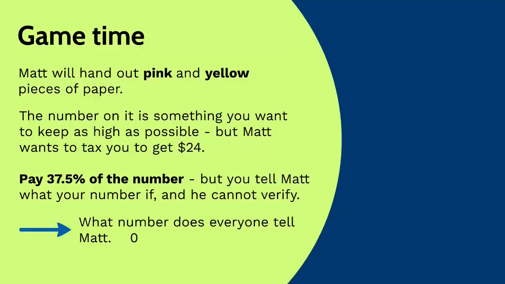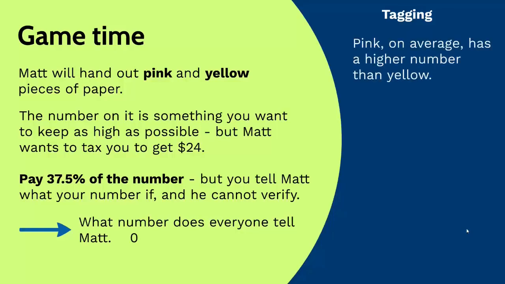And so in New Zealand, we try to have a system that incentivizes voluntary compliance, because it's just nicer. But unless I can tell, people are going to lie. So you want to set up systems that, in the background, figure out what people's incomes are. Now, I could also use tagging because I do have some information. I know pink, on average, has a higher number than yellow.